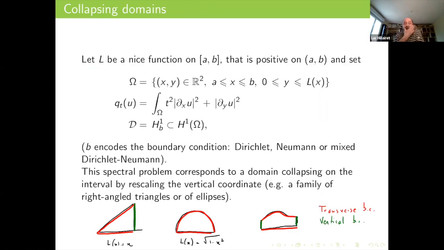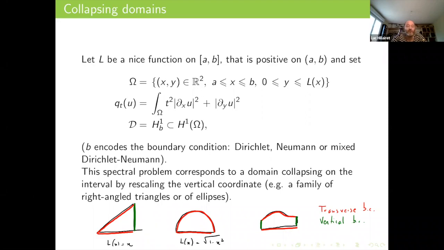So now I will look at more general domains with this in mind, and the first thing I want to study is these collapsing domains. So I take L. I've written a nice function because I don't want to be too precise, but imagine, for instance, smooth on this interval (a,b), and that is positive on (a,b). And then you look at the strip such that y is less than L(x).